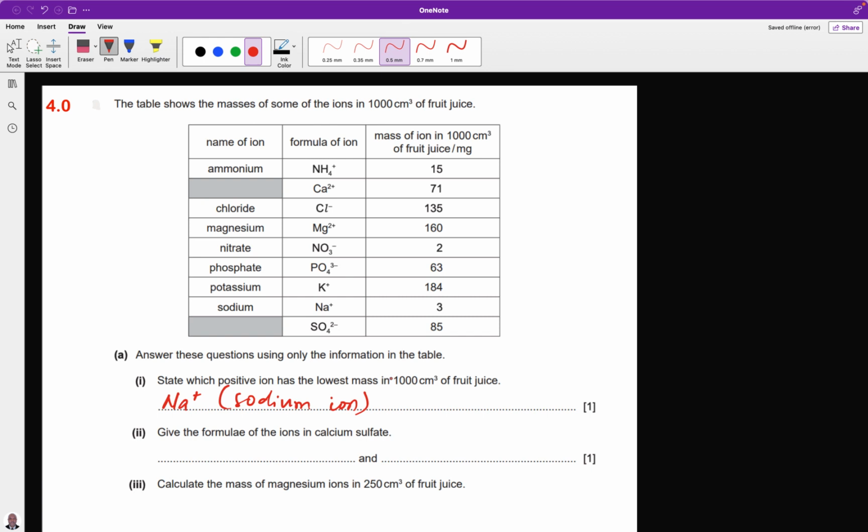A1 is sodium ion. Give the formula of the ion in calcium sulfate. Calcium sulfate is made up of calcium ion and sulfate ion. So we will have calcium ion here. Give the formula of that. That is Ca2+ and sulfate SO4 2-. That will be it.